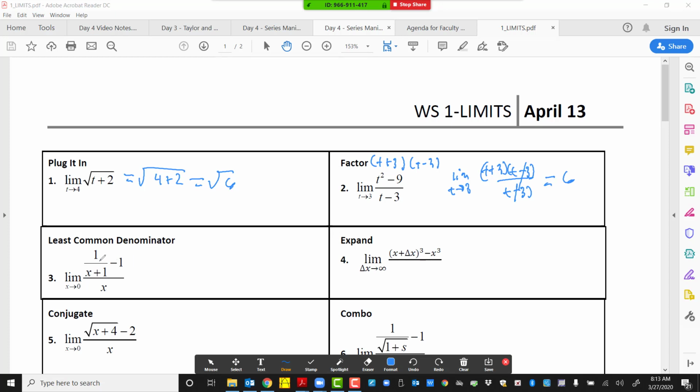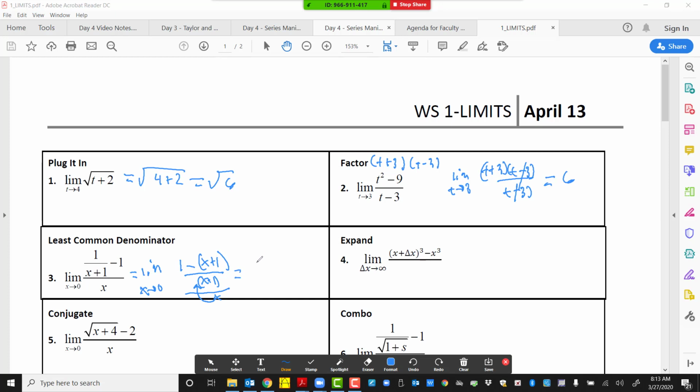This is going to be the one that I probably don't have the room for, but we try and get a least common denominator here, which means if this denominator is x plus 1, we're going to make this x plus 1 over x plus 1. So we say the limit as x approaches 0 of 1 minus x plus 1 over x plus 1, all over x. Now this x gets moved up here, and we can simplify some things.